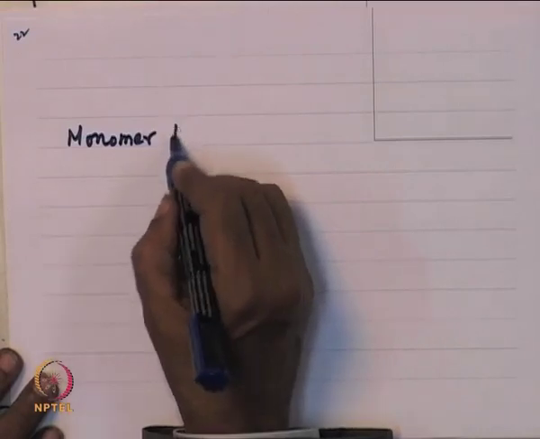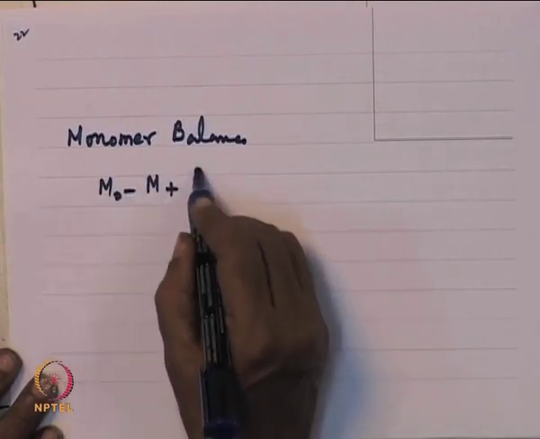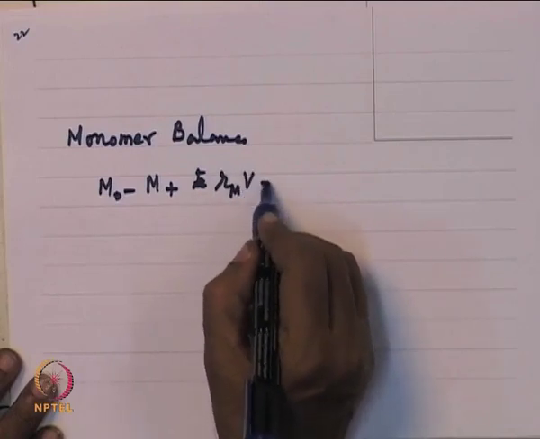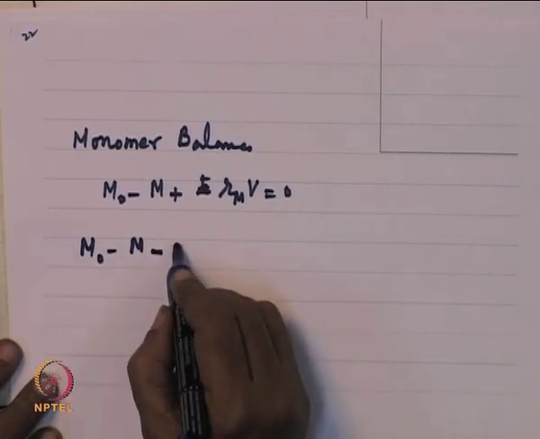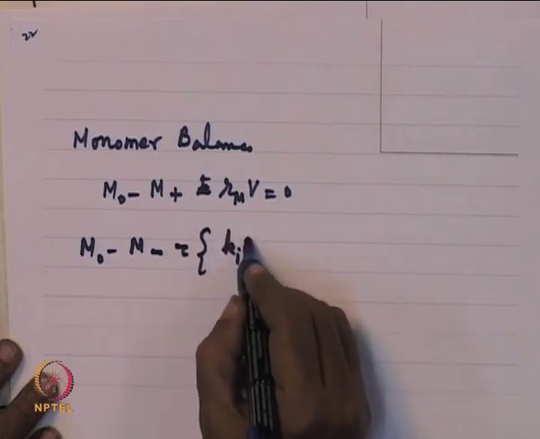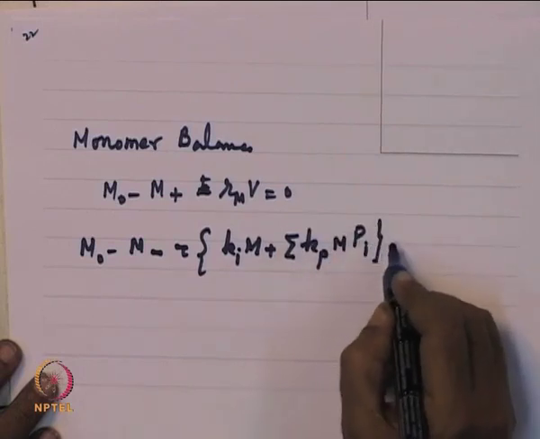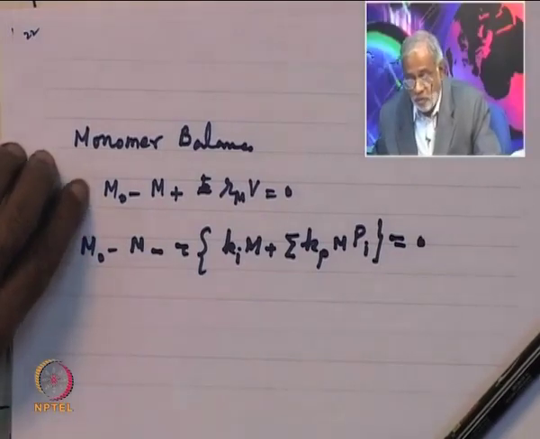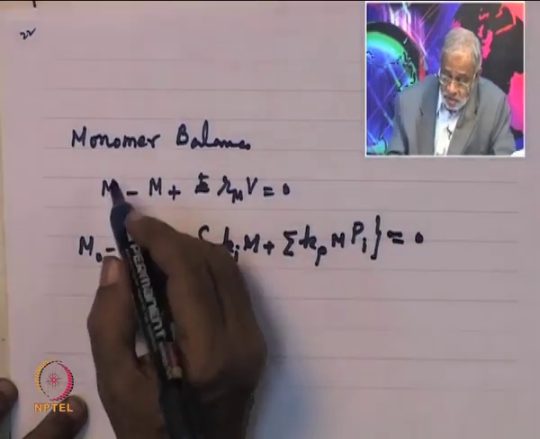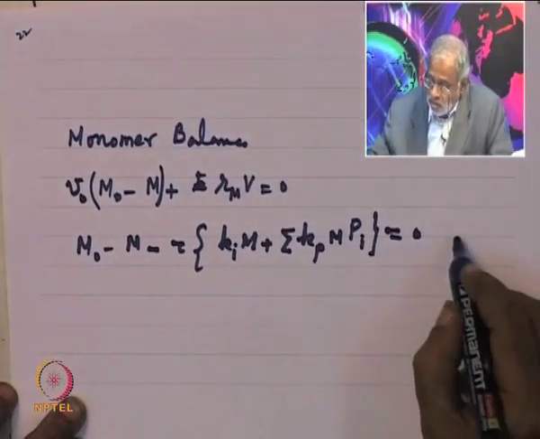Let me write a monomer balance. What is the monomer balance? You have input, you have output, plus you have monomer consumption. Which can also be written in this form: minus tau K_I m plus sum of K_p m P_i equal to 0. Now, is this clear? I have divided throughout by volume, therefore it becomes, it should be V naught. Only when you divide throughout by volume does it become tau. So, I will call this equation 1.